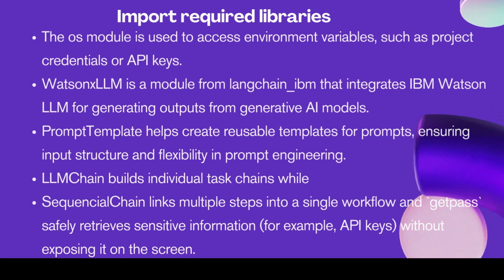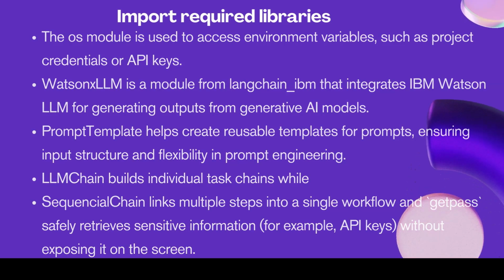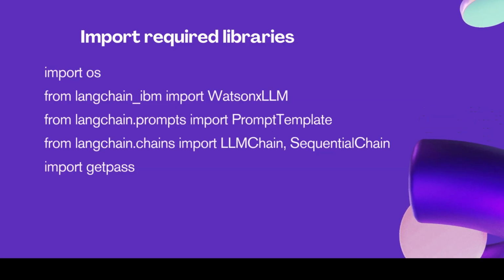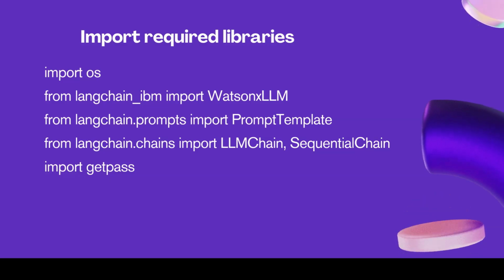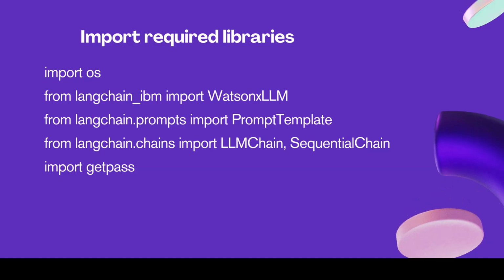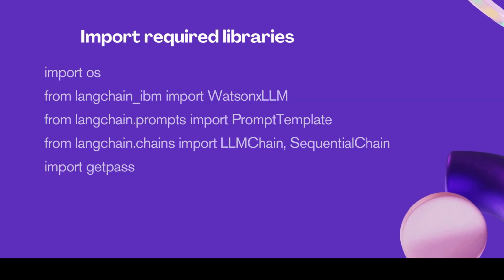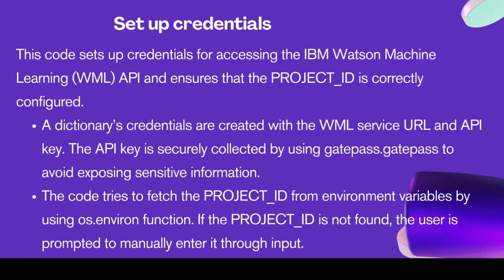Importing libraries. We import WatsonxLLM, PromptTemplate, LLMChain, SequentialChain, and utilities like os and getpass. This code imports necessary libraries for using IBM's watsonx LLM with LangChain, sets up a prompt template for custom prompts, and initializes an LLM chain for running the language model. It also includes a password prompt for secure access.